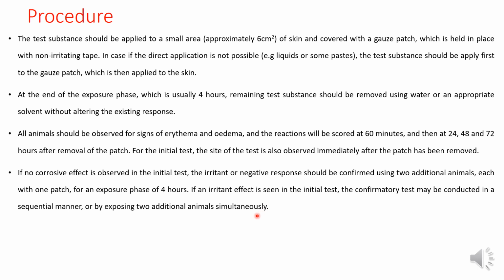So basically, if I want to summarize this, what I will do is apply the test substance on a small area of the skin of the animal. We will keep it for 4 hours. After 4 hours, first we will see the initial test. If the initial test is negative, then in such a case again we will confirm with 2 additional animals. Even if the initial test is positive, then again we will confirm with 2 additional animals. And then further, for the reversibility and irreversibility result, we will check at 60 minutes, 24 hours, 48 hours and 72 hours.